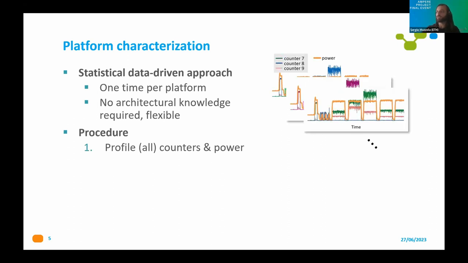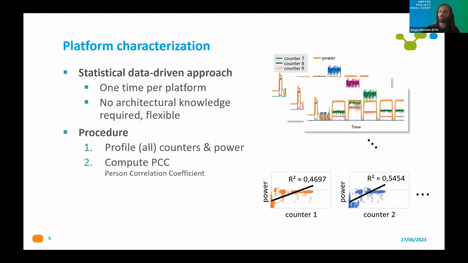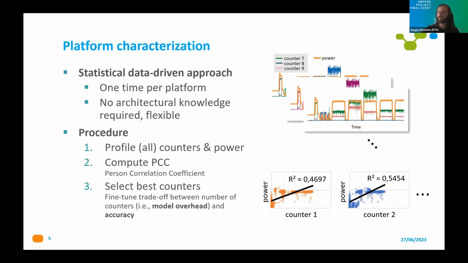You do this for every available counter. And then you compute the correlation index between each counter and the power consumption. We use a linear correlation coefficient, the Pearson correlation coefficient. And then you can basically rank the performance counters, seeing which one correlates best with the power consumption, and then take the best ones. And this is where you can fine-tune the trade-off between the number of counters that you want to use for your models, which corresponds to the model evaluation overhead, and the estimation accuracy of the model.